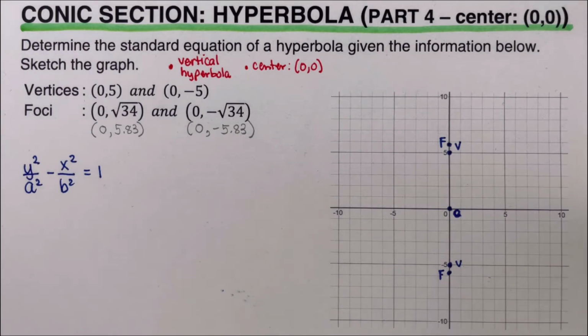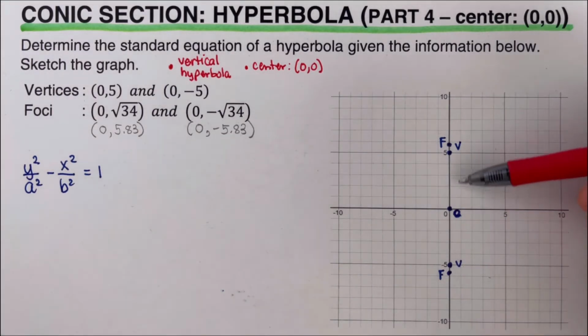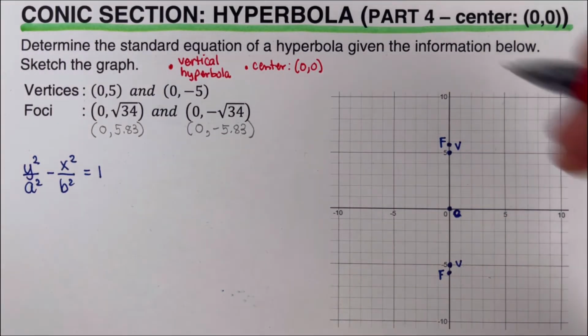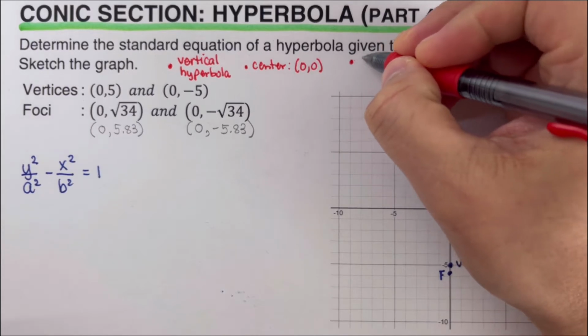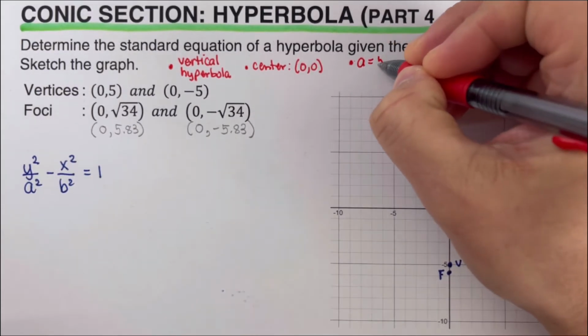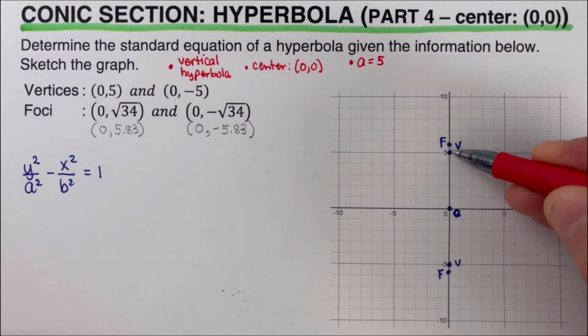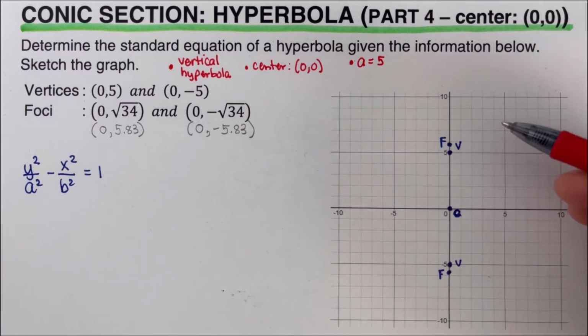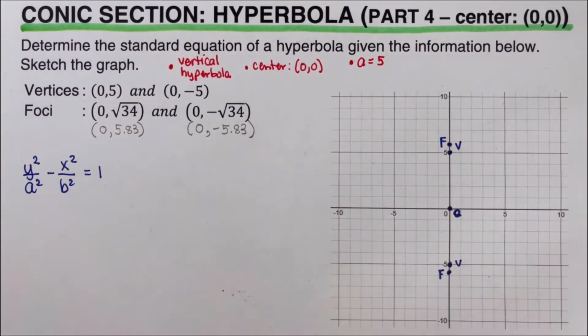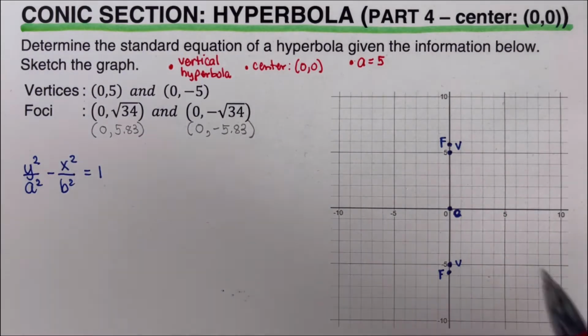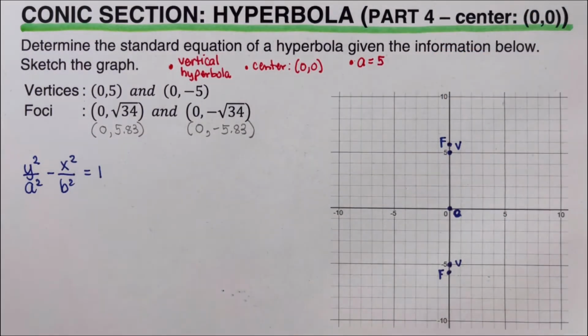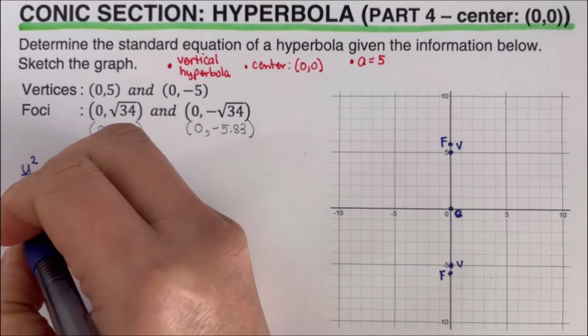Now we remember that this value of a that we have here is the distance from the center to the vertex. So looking at this, we can therefore say that our a is 5. So counting from the center to the vertex, 1, 2, 3, 4, 5, or you can use the distance formula for this. But just counting it, you can get the distance from the vertex to the center, and that is 5 right there. So we can go ahead and plug that in here.